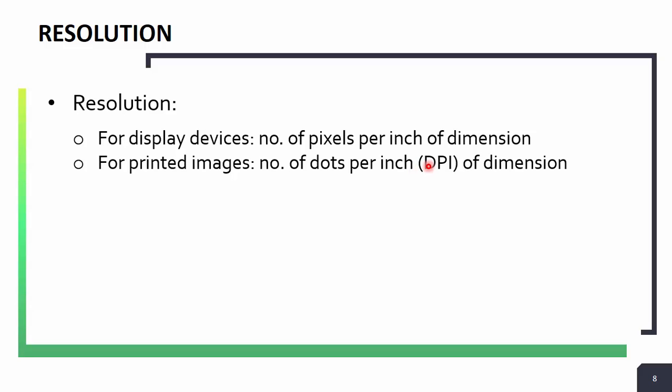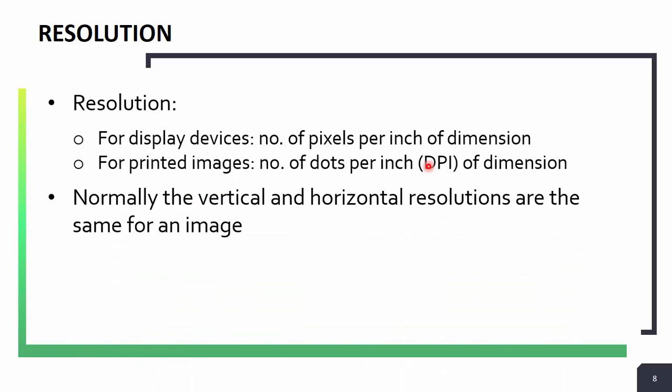If we have more pixels or more dots per inch, the resolution is higher, and because of that, the image will look smoother. Otherwise, the pixel of dots will be too big and you can see the jagged boundary of the objects in the image. And normally the vertical and horizontal resolutions are the same for image.